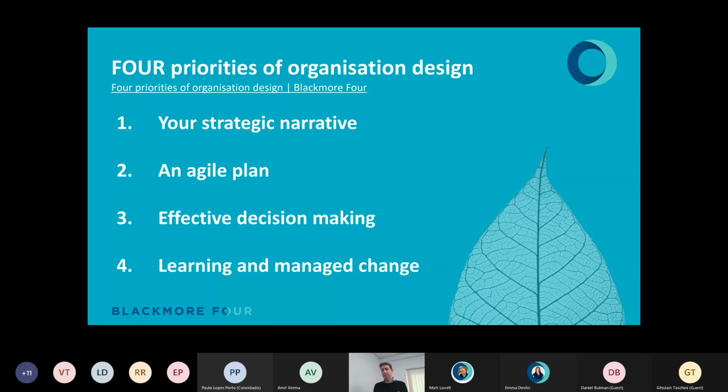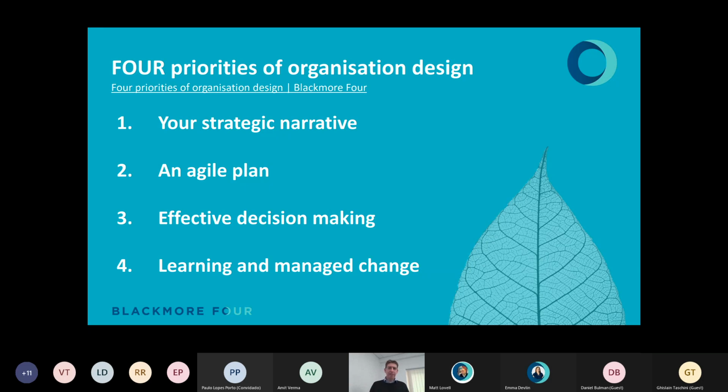So these 4 priorities that we lay out are covered in a little bit of detail there. And today, as I say, I was going to dig into numbers 2 and 3, but just to highlight the 4 in total. When we talk about strategic narrative, I think most people on this call will be familiar with that term.